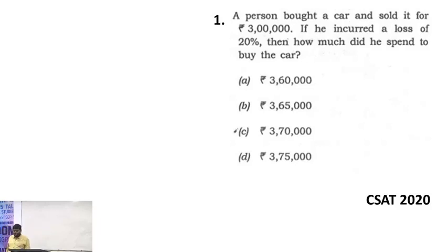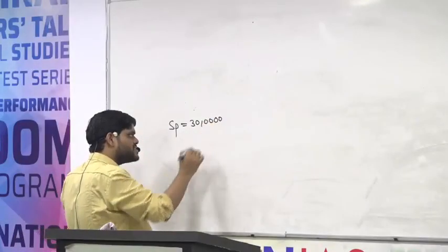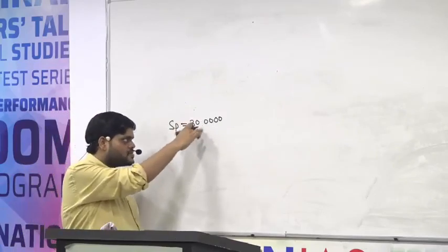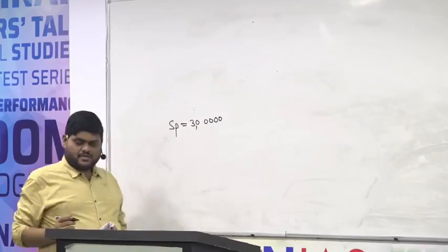Okay. Now what is the question? The question is a person bought a car and then sold it for rupees 3 lakh. That means what is given? Selling price is given. Now you can adjust accordingly. Selling price is given as 3 lakh.